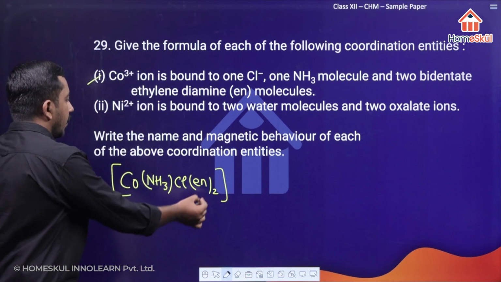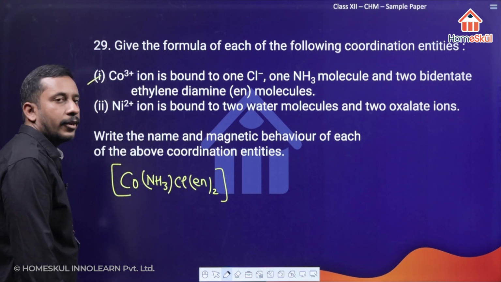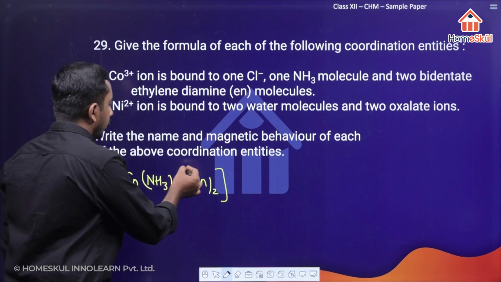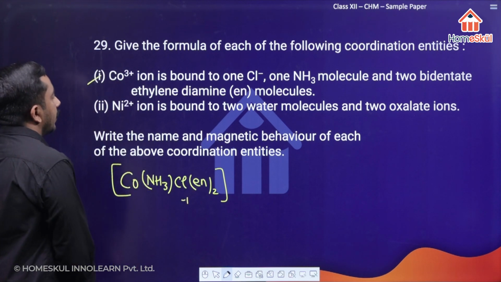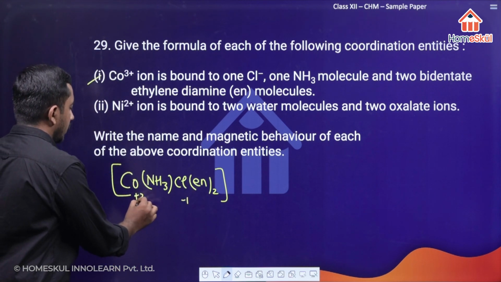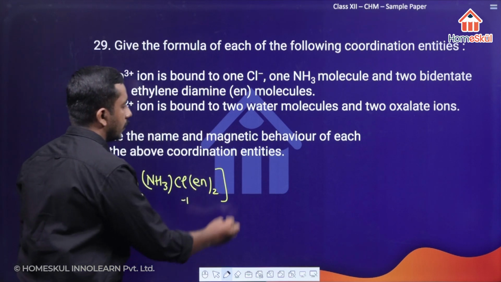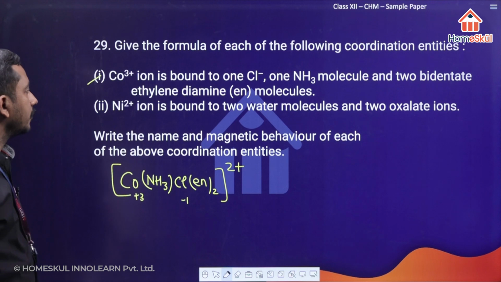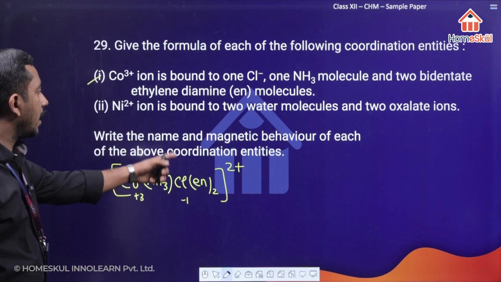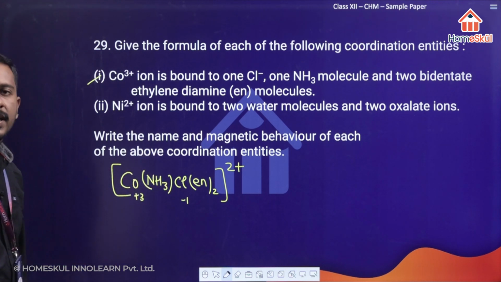And ethylene diamine and ammonia are neutral ligands. They do not have a charge. And chlorine has 1 negative charge. And cobalt is in the +3 oxidation state. That means our total coordination sphere is going to have a charge of +2. All right. And we also have to write the name and magnetic behavior of this coordination compound.